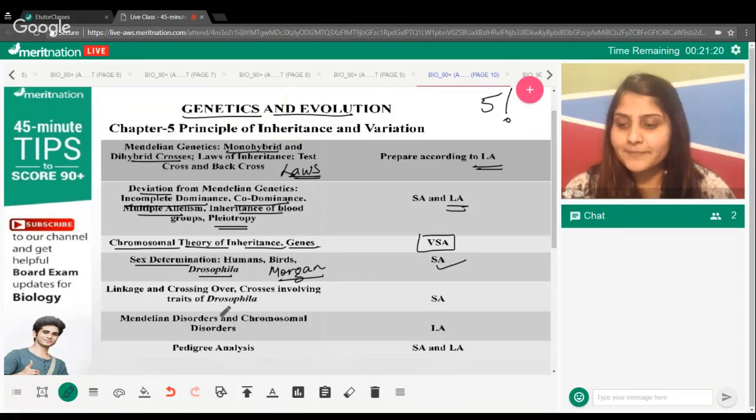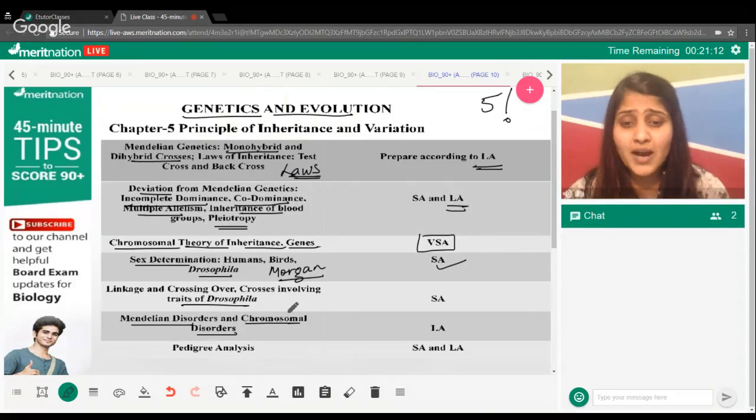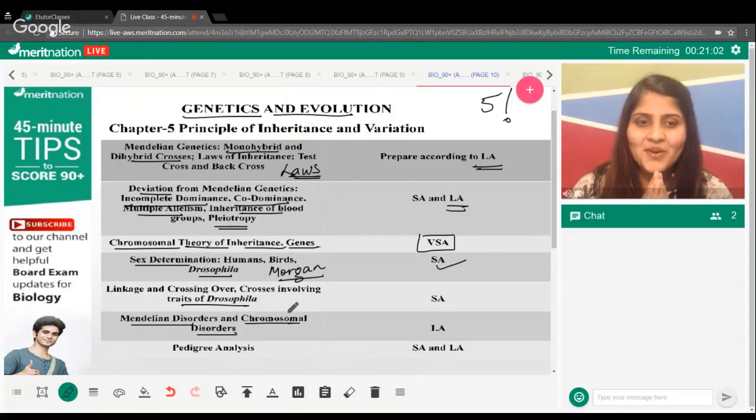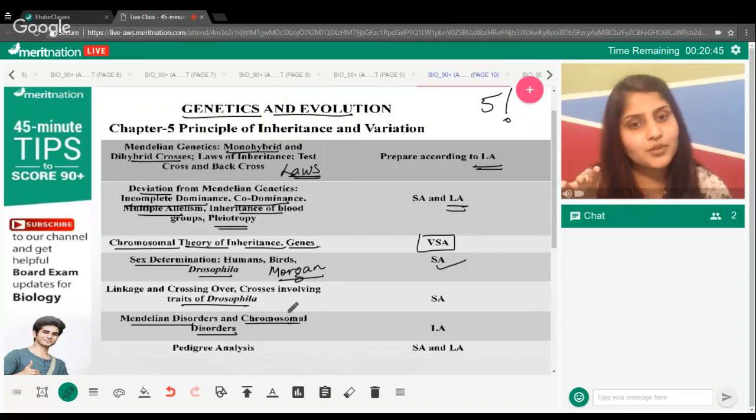You might expect to have a short answer question from this chapter. Then, I already told you about the crosses. Now, Mendelian disorder and chromosomal disorders. Please make sure you know about all the types of chromosomal abnormality, like, for example, your Turner syndrome, Klinefelter's, and your Down syndrome. None of this is left. What type of question they can ask in chromosomal theory of inheritance is how do you relate the behavior of chromosome with that of genes? What happens during the cell division that you can say that genes are actually present on the chromosome? You understand the relationship between chromosome and genes in this particular topic.